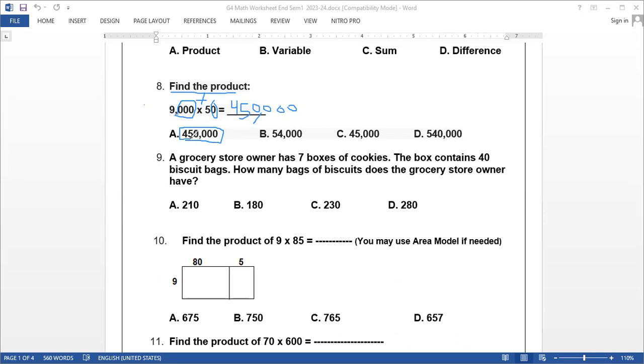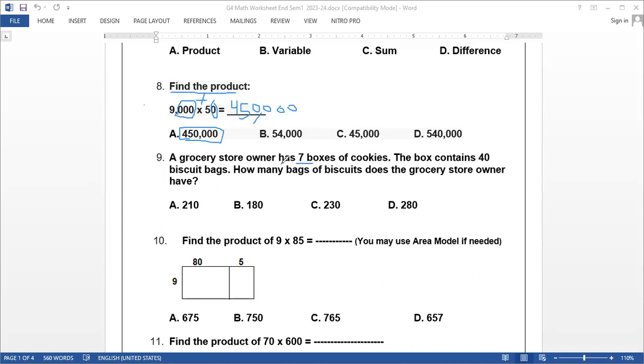A grocery store owner has 7 boxes of cookies. The box contains 40 biscuit bags. So we have 7 boxes. Each box has 40 bags. How many bags of biscuits does the grocery store owner have?